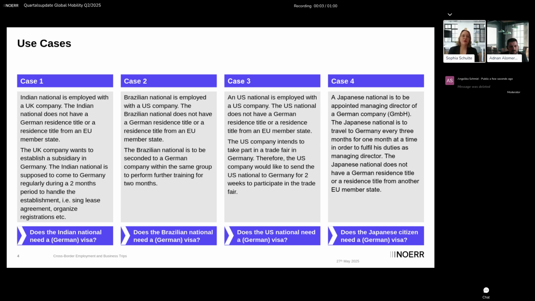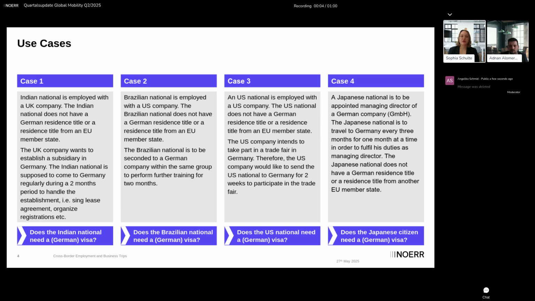Our second case will be regarding a Brazilian national who is employed with a US company, and as in all our cases today, this individual does not have a German residence title or an EU residence title. This Brazilian national is supposed to come to Germany to undergo some further training within a German company, which is part of the employer's company group.